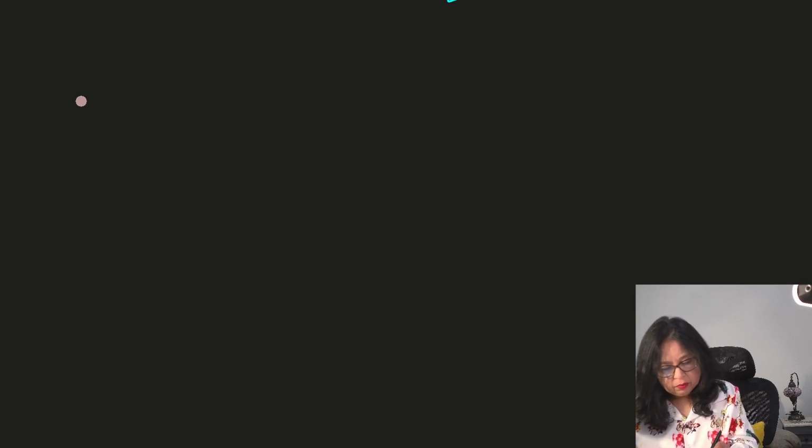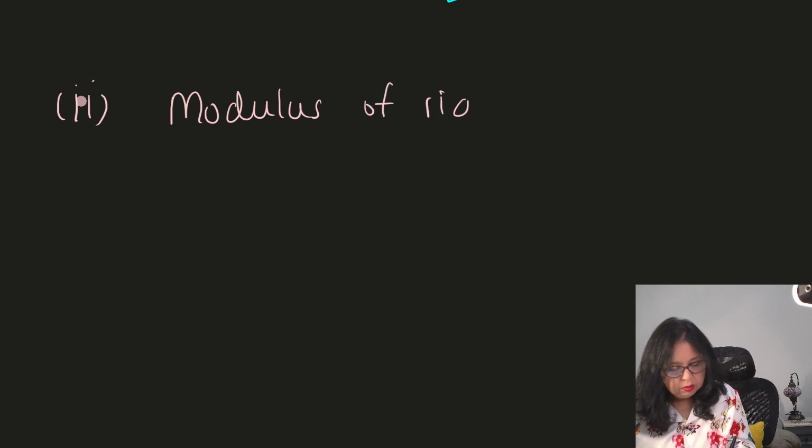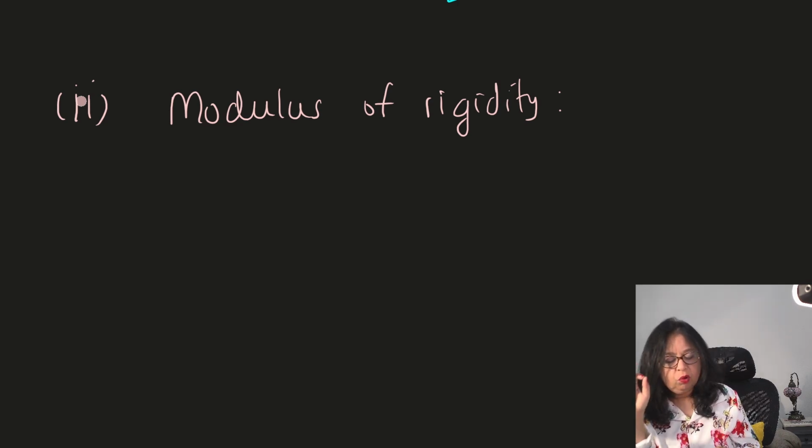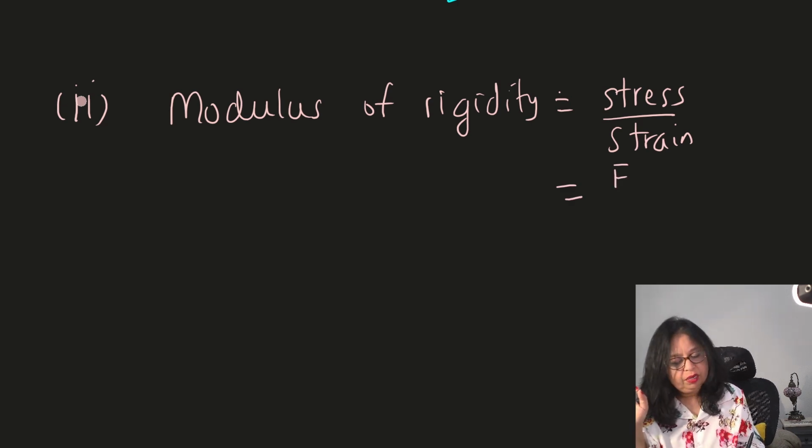Modulus of rigidity. What is that? Modulus of rigidity. So it is the stress over strain. Okay. So stress over strain. What is stress? Stress is force per unit area. Okay. That is your stress. And strain is change in length per unit length.